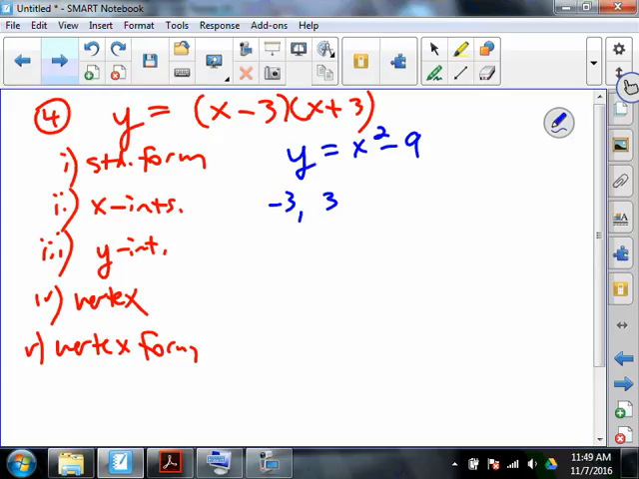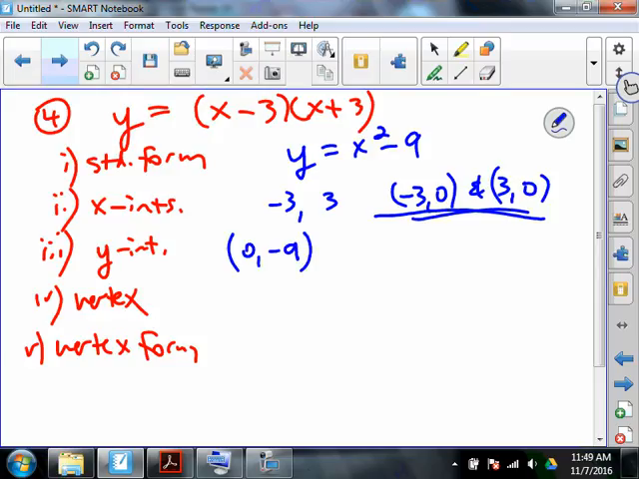And they do want the coordinates. So negative 3, 0, and 3, 0. I think that should be in coordinate notation. Okay. The y-intercept, 0, negative 9.